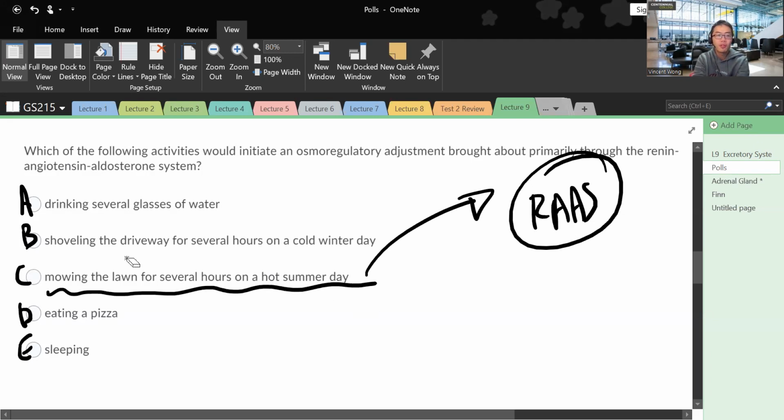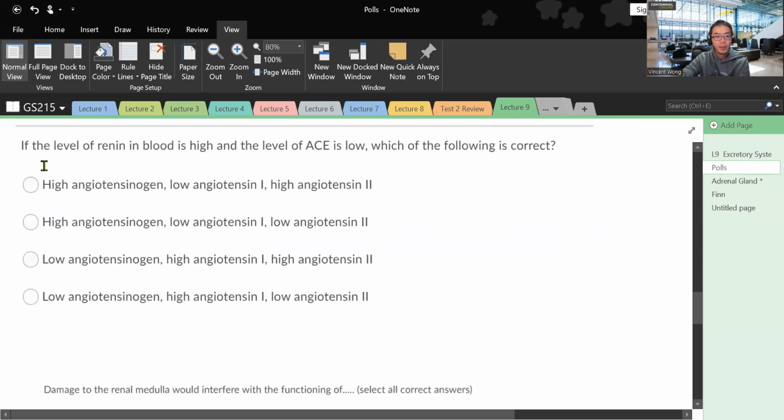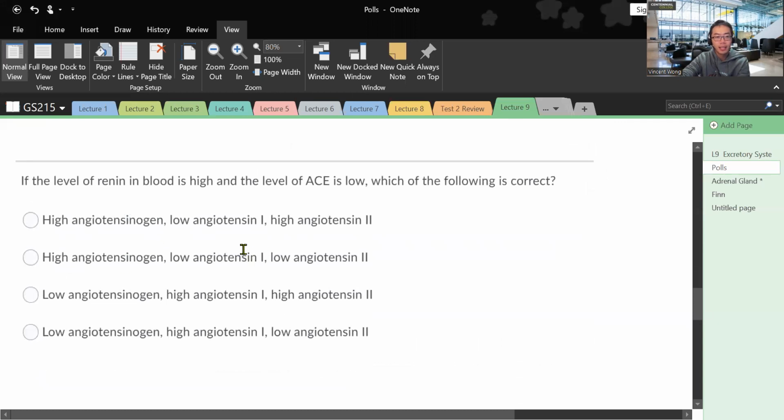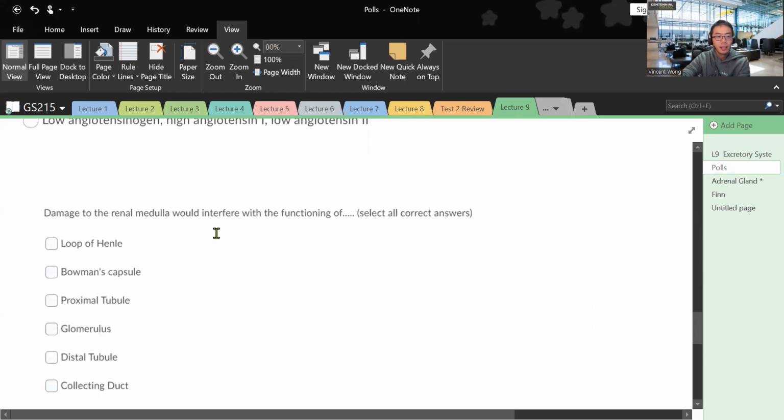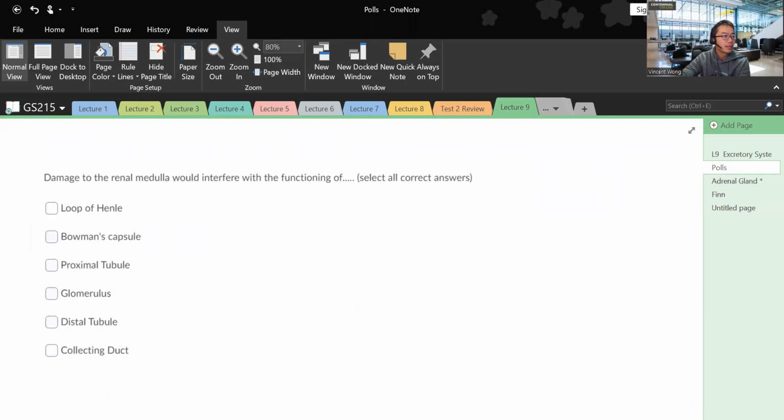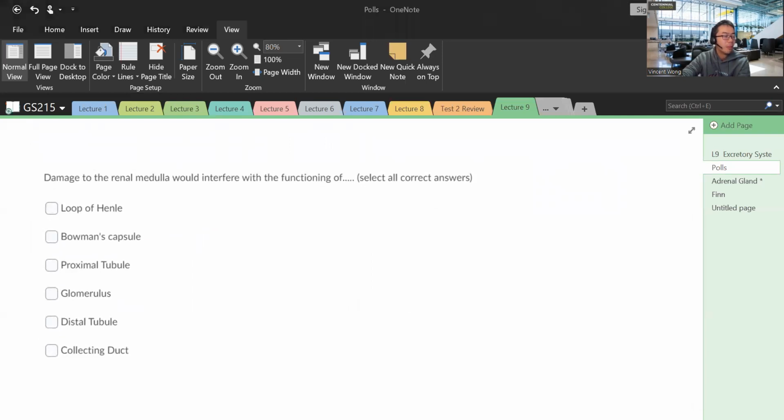And you're like, but what about shoveling the driveway for several hours? You would sweat too, but you sweat less on a cold day, right? Okay, so the key word here is hot summer day. Understand? We did this one. Okay, I'm gonna tell you again. Let's do a multi-select. Okay, some of you are a little concerned about the multi-select all the time.